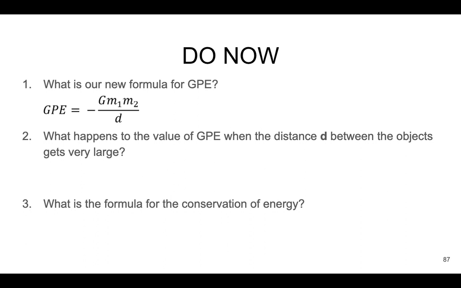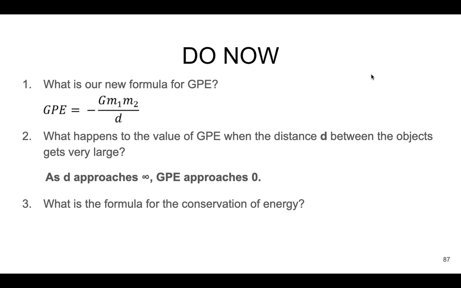So the second question, what happens to the value of GPE when the distance d between the objects gets very large? As d approaches infinity, GPE approaches zero. So if we look back up here, if the denominator starts to get very big, GPE is going to start to get very small. And if you're infinitely far away, infinitely being in scare quotes there, then GPE is going to be zero.